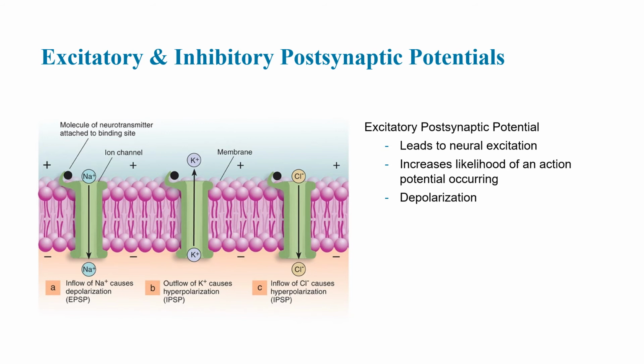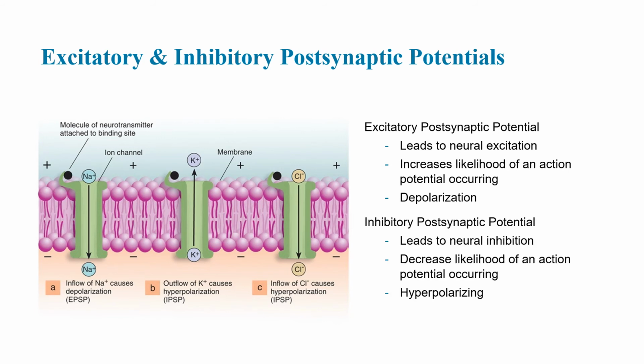So it increases the likelihood of an action potential occurring. It causes depolarization. If you remember from the previous one, depolarization is the start of the neuron firing, or the action potential. Or you can have an inhibitory postsynaptic potential. This is where the neurotransmitters bind to sites that actually do things like let potassium out. Letting potassium out leads to hyperpolarization, leads to neural inhibition. It decreases the likelihood of an action potential occurring.